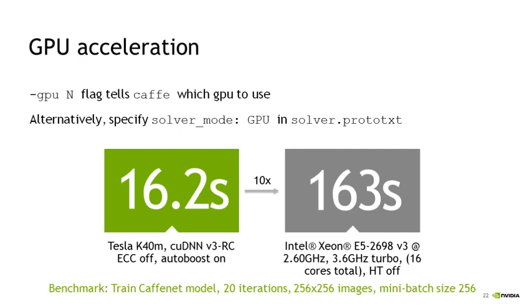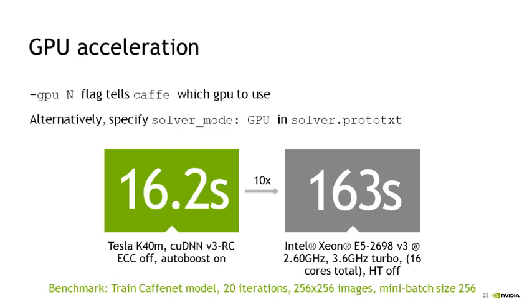So how do you leverage GPU acceleration within Caffe? Well, this is completely transparent to the user. You provide the Caffe command line utility, which I showed earlier for training a network, this -gpu flag where the N in -gpu N is the device ID of the GPU if you have multiple GPUs in your system. Or alternatively, in the solver file, you specify the solver mode to be GPU.